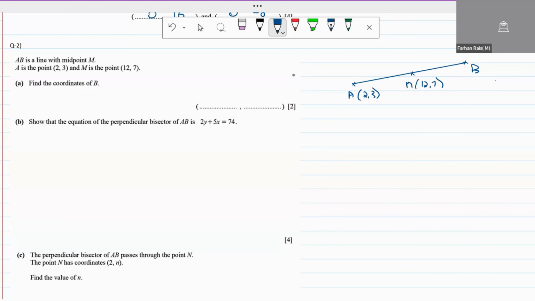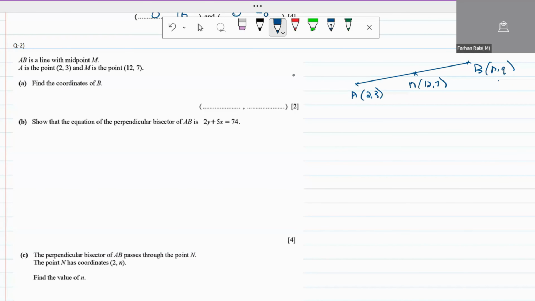So the midpoint is given here, and one of the endpoints is to be found. We'll suppose the coordinates for B as P, Q. The coordinates representing B are what we need to find here. So we'll start with the midpoint formula. The midpoint formula is x comma y is equal to x1 plus x2 upon 2 comma y1 plus y2 upon 2.